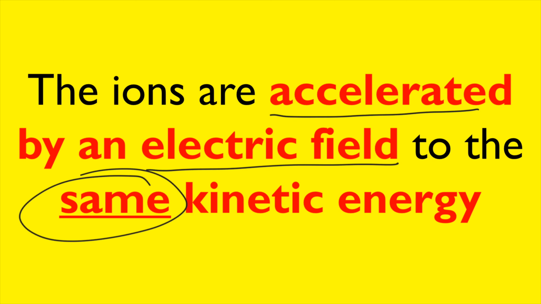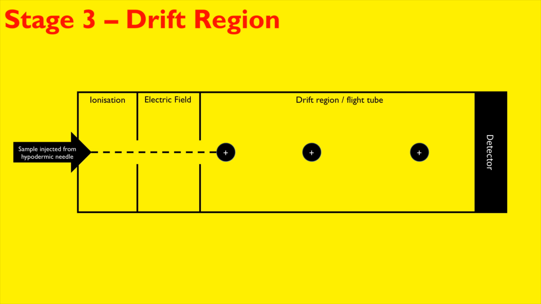So all ions leaving the acceleration area will have the same kinetic energy, where they go into the third region, which we call the drift region or the flight tube. Because they all have the same kinetic energy, they will travel at different speeds depending on their mass, as this is a mass spectrometer. So the heavier ions will take longer to hit the detector than the lighter ions. So that is how it separates the sample.